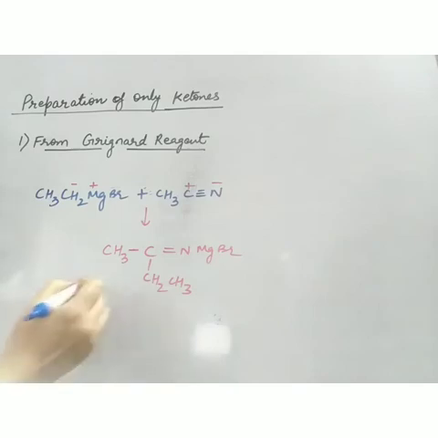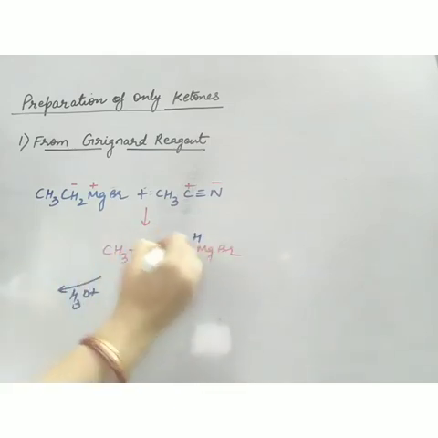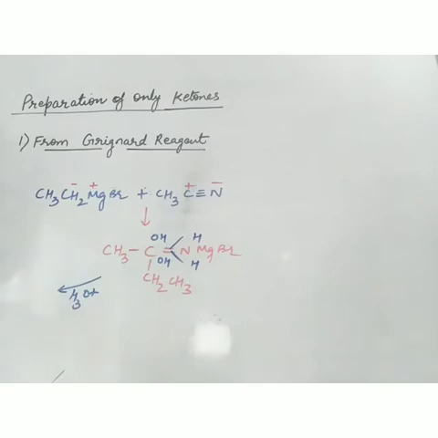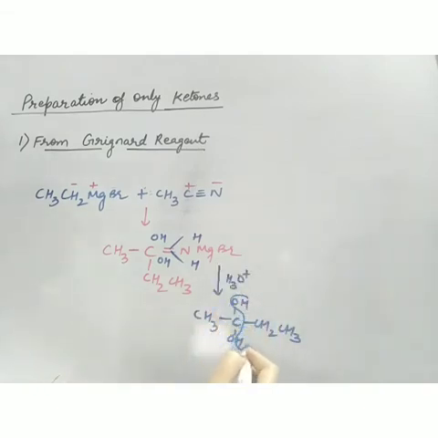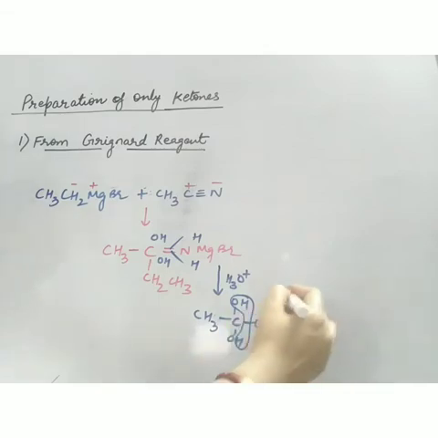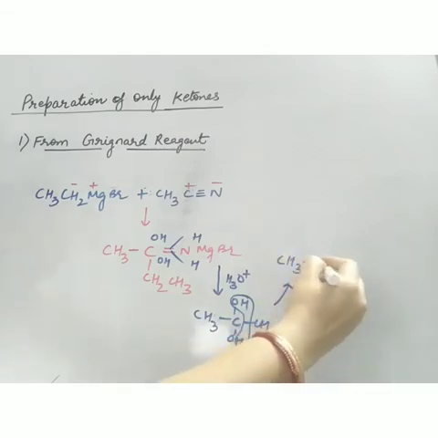Now it is subjected to hydrolysis. Now these two bonds will break, so H, H, OH and OH. So what will I get now? Now this is CH3, C, OH, OH, CH2, CH3. Now from this carbon, water is eliminated like this, and we'll get this compound, and this compound is your butanone.